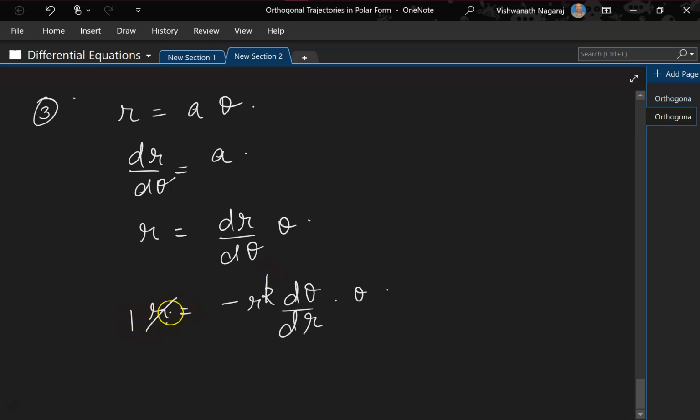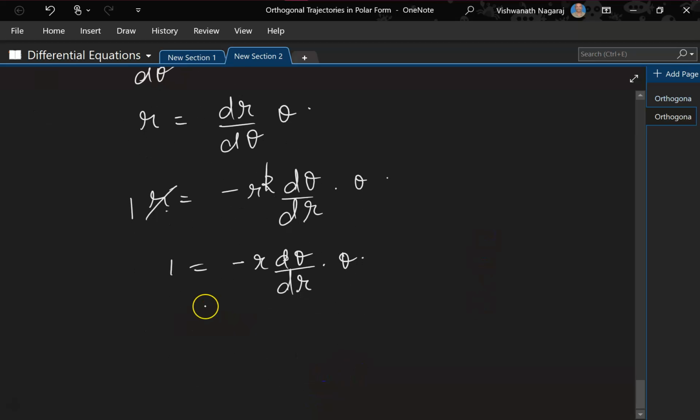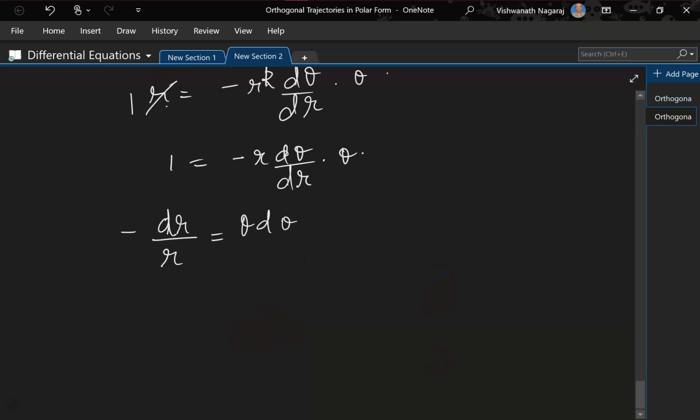Whenever you strike out something like this, make sure to put 1, because if you don't put 1, later on as you keep going further down the steps, the tendency would be to see that nothing is there, so it must be zero. So be careful about that. Now 1 is equal to minus r d theta by dr times theta. Separate out the variables. So dr by r is equal to minus theta d theta.